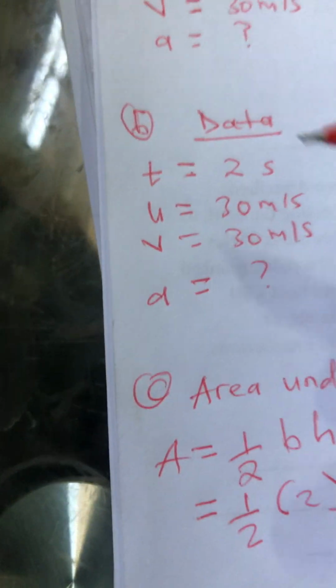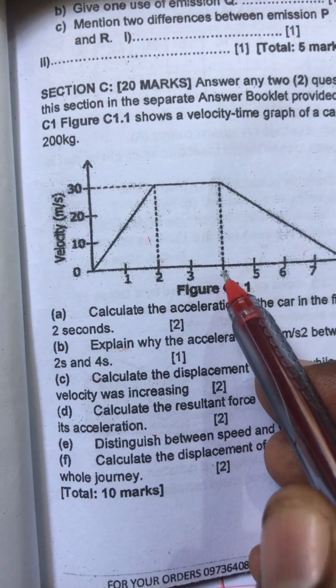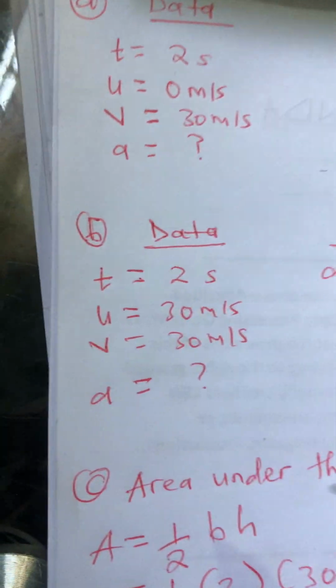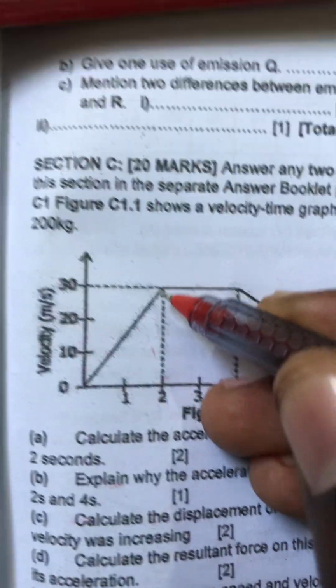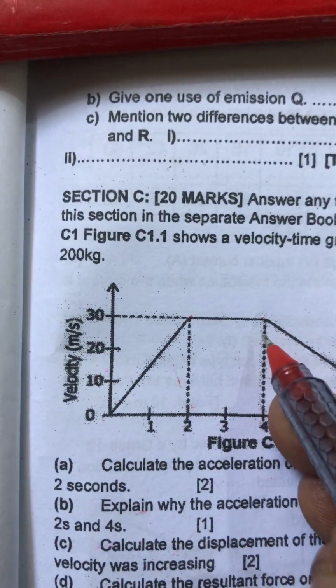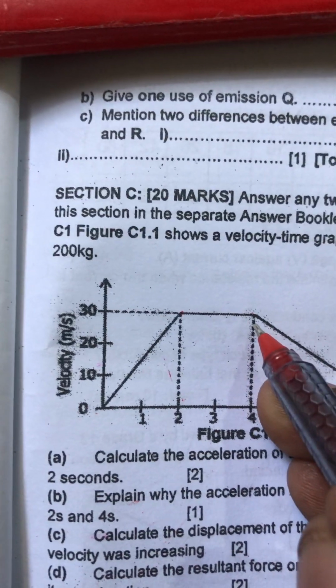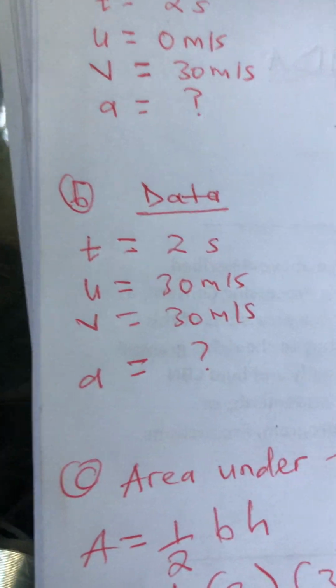How do you do that? Let's come to data here. The time is 2 seconds. Why is time 2 seconds? Because they're asking why the acceleration is 0 between 2 and 4. If you subtract 2 from 4, you're going to have 2. That is the time, 2 seconds. Then let's find the initial velocity. The initial velocity here is 30 meters per second. The final velocity here is also 30 meters per second because the velocity is constant. Therefore, the velocity is not changing.